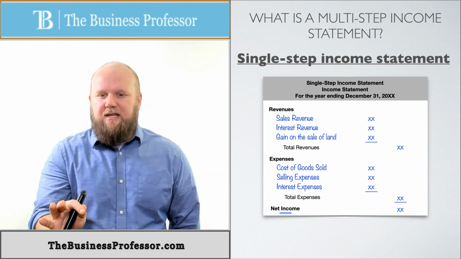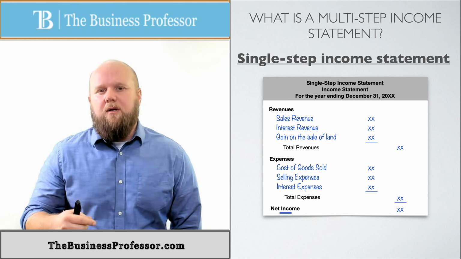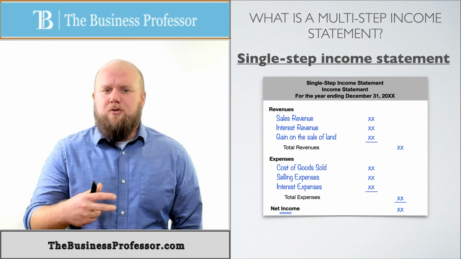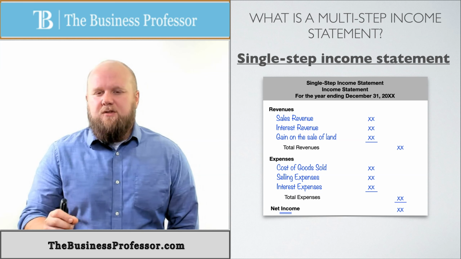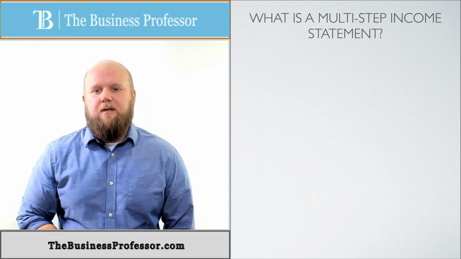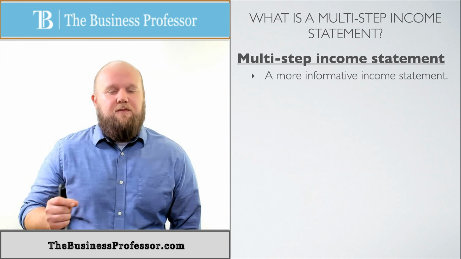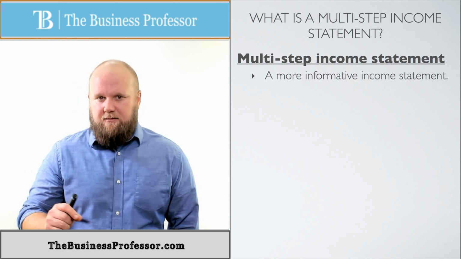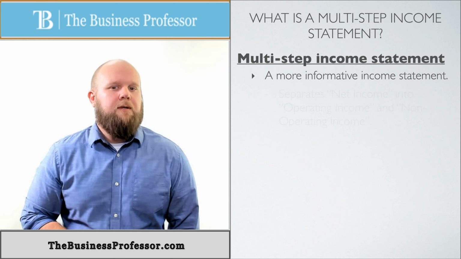But from an investor standpoint, I want more information. I want to be able to look at this and make more decisions or better decisions very quickly. So that's why they came up with the multi-step income statement. So what is a multi-step income statement? It is a more informative income statement. It breaks things down in a different way. It's going to move some things around that's going to make it a little bit tricky for you.